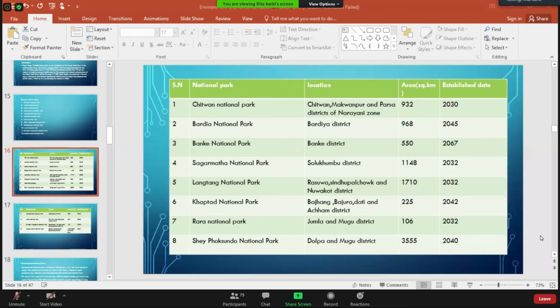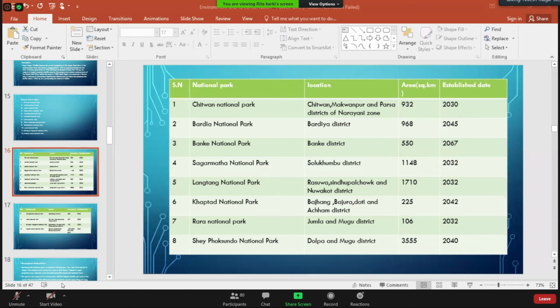Similarly, there is another national park, that is the Bardia National Park. Bardia National Park lies in Bardia district, as from the name itself we are very clear. So, when was Bardia National Park established? Can anyone tell me?